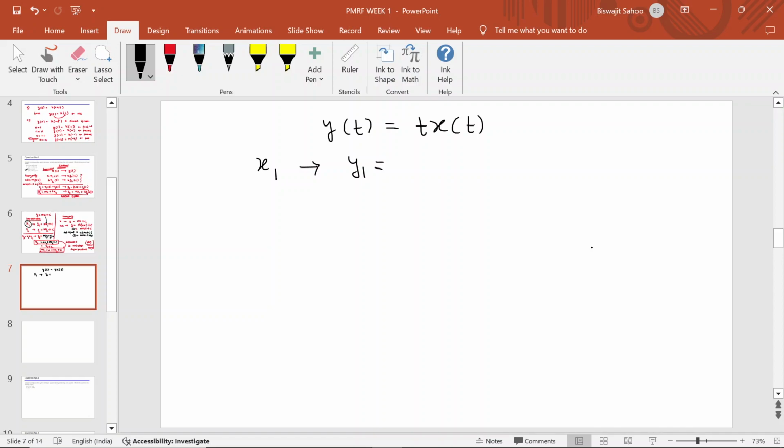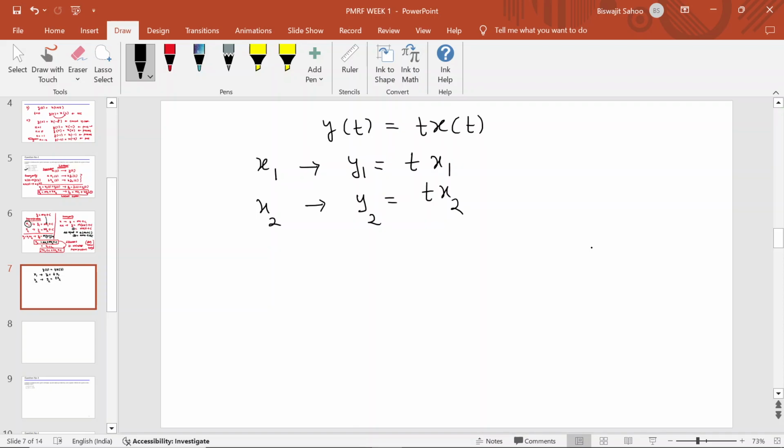At x1 I'm applying, the output will be T times whatever x is there, so you just write down x1. Similarly, for another input, T I'm not writing for simplicity, you can understand why I'm not writing T. So y2 equals, similarly, T x2.